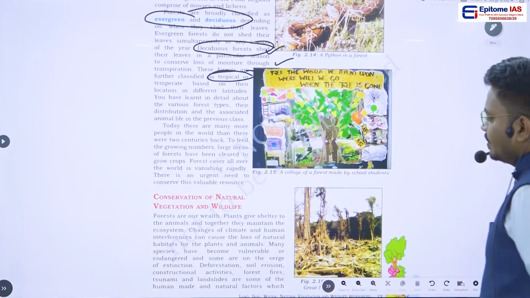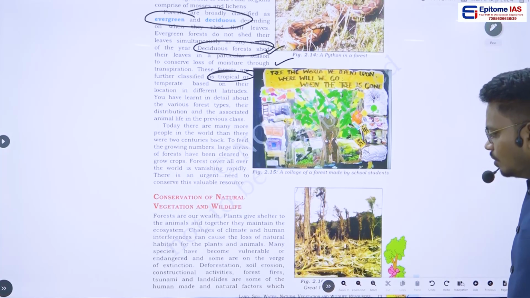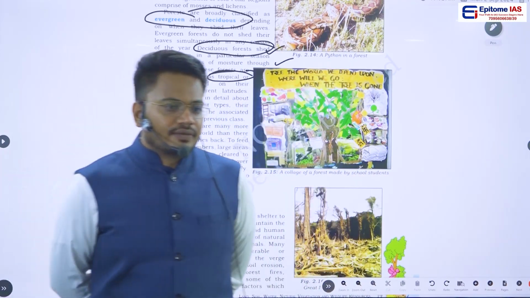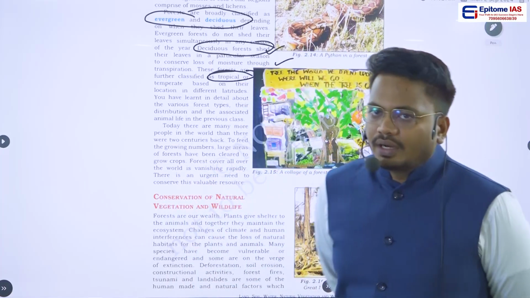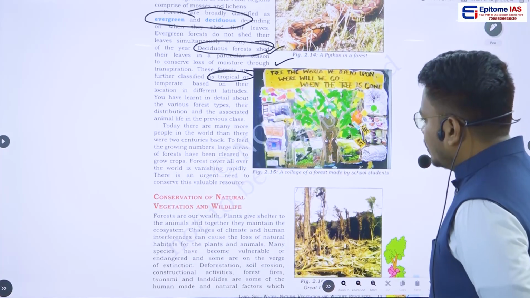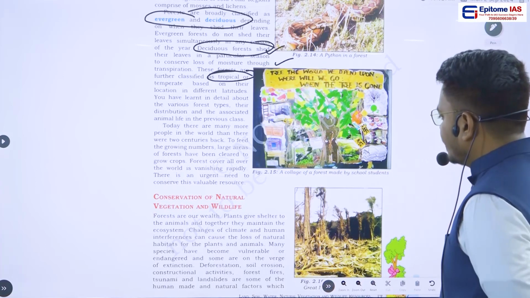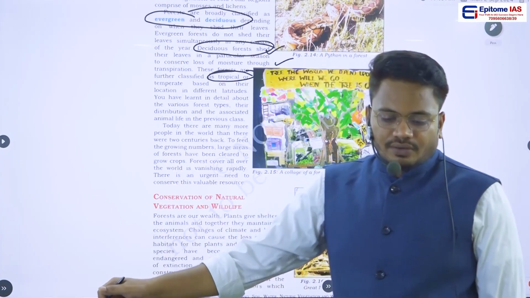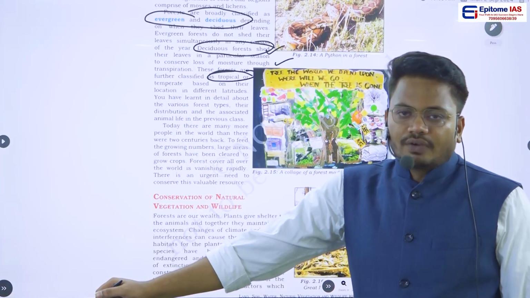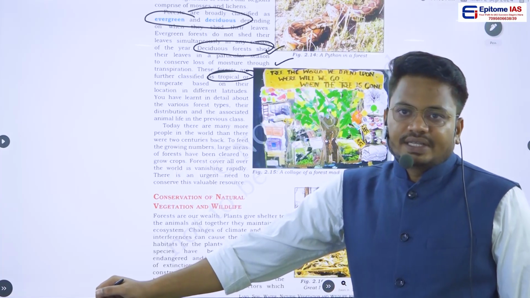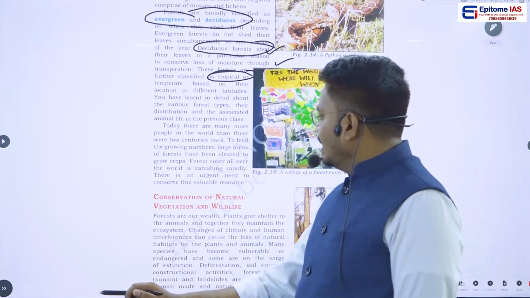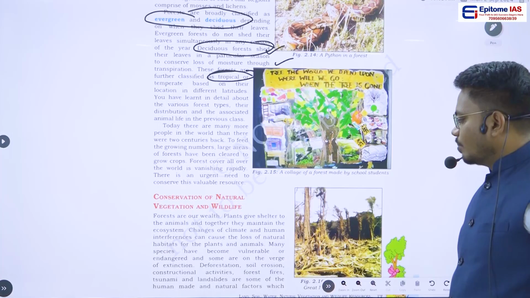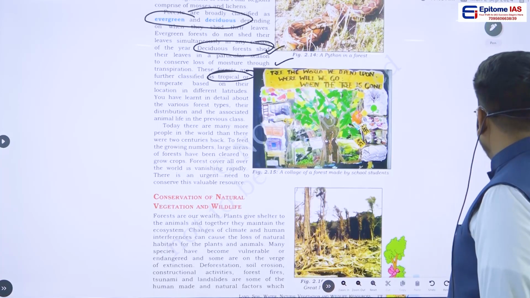Now, the conservation of natural resources and vegetation. What are the things we should follow in conservation of natural resources and wildlife? We should focus on things which are sustainable. We can use them, but in a sustainable way. Deforestation is one of the drawbacks affecting conservation. Soil erosion and constructional activities are some of the human-made and natural factors which affect wildlife and natural vegetation.